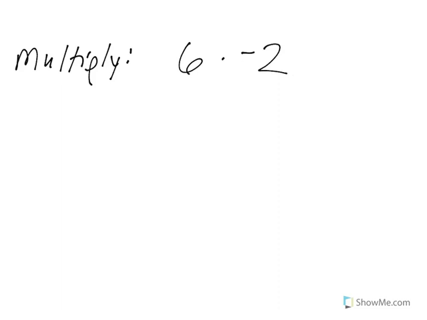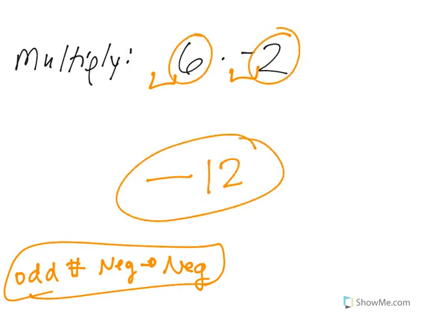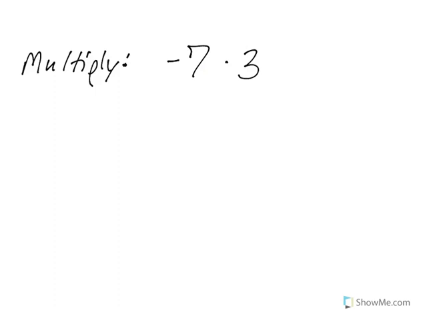6 times negative 2. Positive times a negative is a negative, because this is 1 positive, 1 negative. If you have an odd number of negatives, the answer will be negative. Right? Because every 2 positives, or every 2 negatives is going to equal a positive. So if you have an odd number of negatives, your answer is going to be negative. Okay, so I have negative, and then 6 times 2 is 12. So my answer is negative 12.